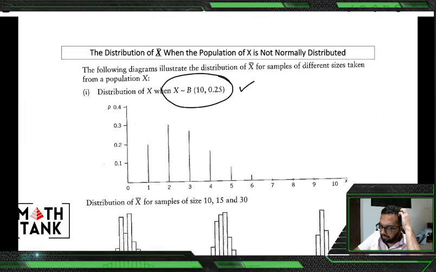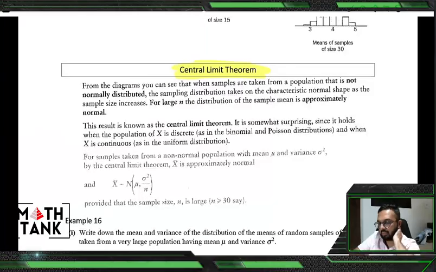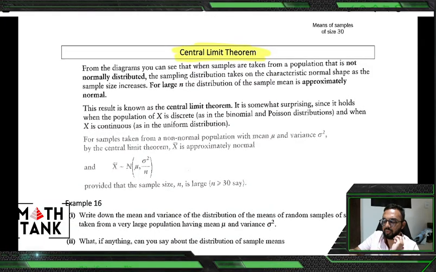So that is about sampling. These questions can come up. Then there's the central limit theorem. Central limit theorem basically says that all these distributions become normal. When do they become normal? When the sample size is large.